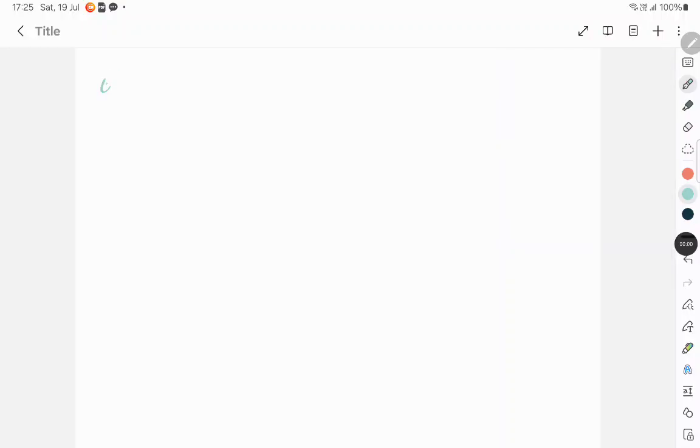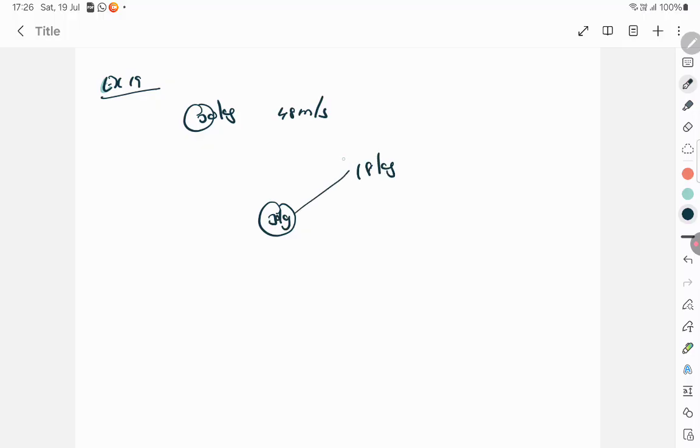So example 19 in the Aurora, SL Aurora, example 19. A 30 kg shell is flying at the rate of 48 meter per second, and when it explodes, one part of 18 kg stops. So a 30 kg shell is actually exploding. One is an 18 kg part which just explodes and then stops, which means its final velocity becomes 0, while the remaining part still continues to fly.